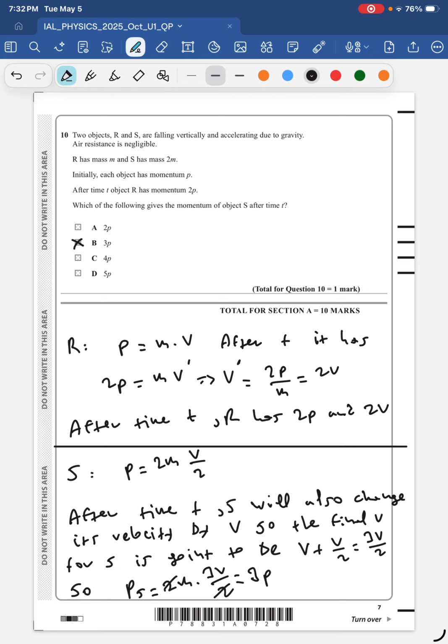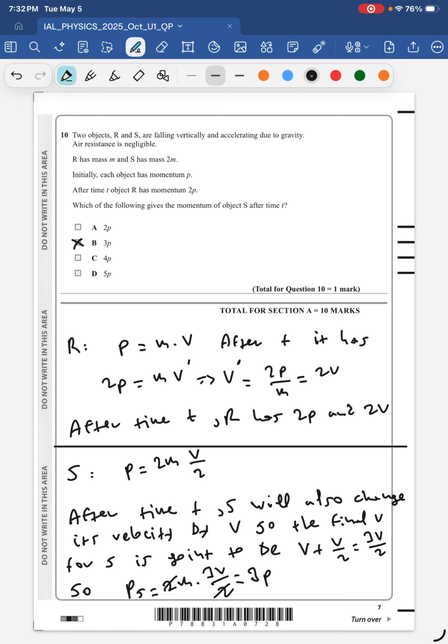But again, the way to see how this works is to realize that because initially they have the same momentum, then the heavier object needs to have half the velocity so that the momenta are the same. And since the velocity of R increases by v after time t, object S will also have the same change in velocity. Therefore, the final velocity for object S is going to be 3v over 2. And because the mass is 2m, the final momentum is going to be 3p. I hope this helps. If you can think of a better or faster explanation, let me know in the comments.